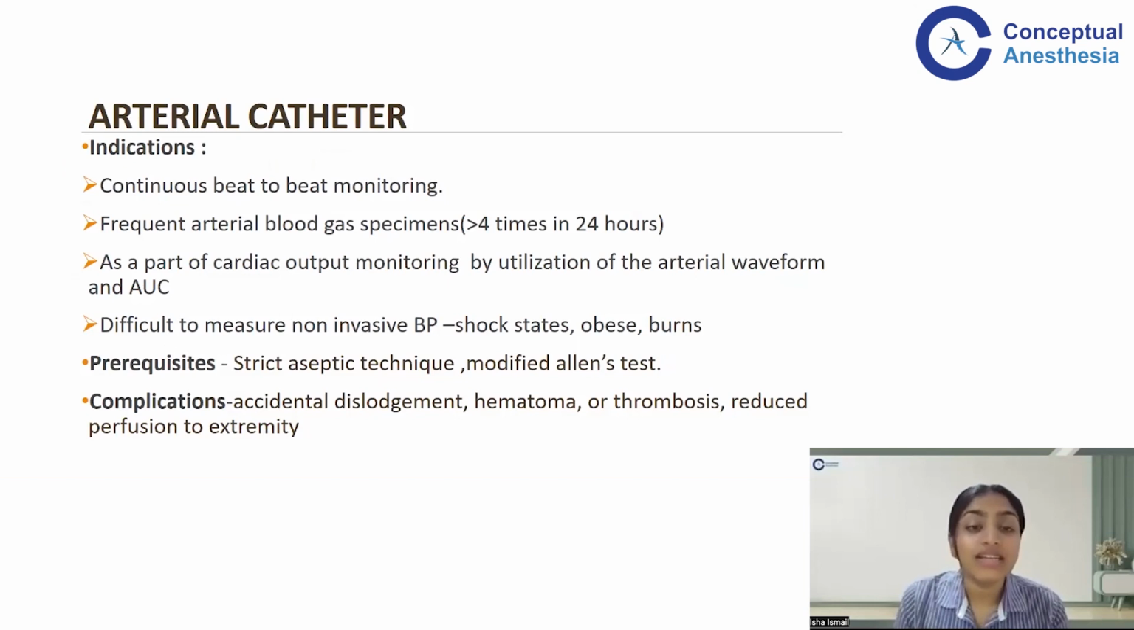Now, when we come to arterial catheters, when do we put it? We want continuous beat-to-beat monitoring for someone who is already, like you're expecting a blood loss, patient is already having some cardiac abnormalities. When you know that you're going to frequently take arterial blood samples, that is more than 4 samples in 24 hours. Also, when you want to utilize it for cardiac output monitoring, the waveform and the area under the curve is generally utilized for that.